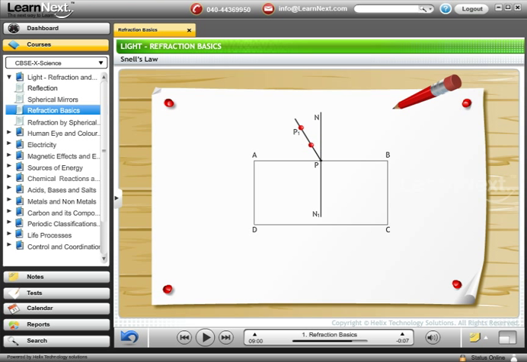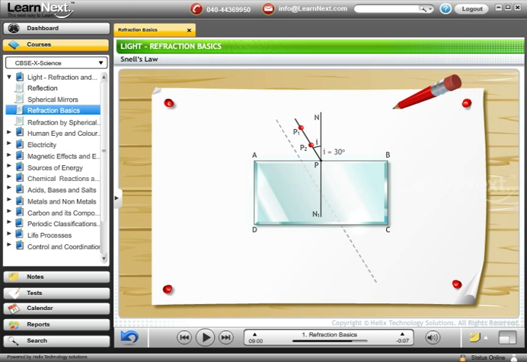In the next step, we fix two pins, P1 and P2, at an angle of 30 degrees to the normal in a vertical position. A minimum of 5 centimeters of distance is kept between the pins to ensure that the points are easily distinguished. Now the glass slab is placed back on the paper the way it was before.